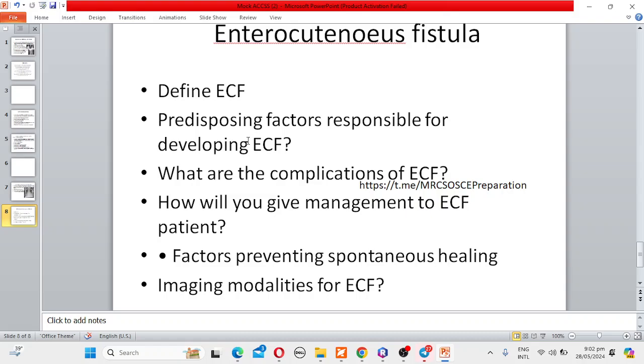Okay, there is no stem basically. So in this case, they will give you this stem. A 60-year-old man presented with an enterocutaneous fistula following a surgical resection and radiotherapy for a colonic malignancy.